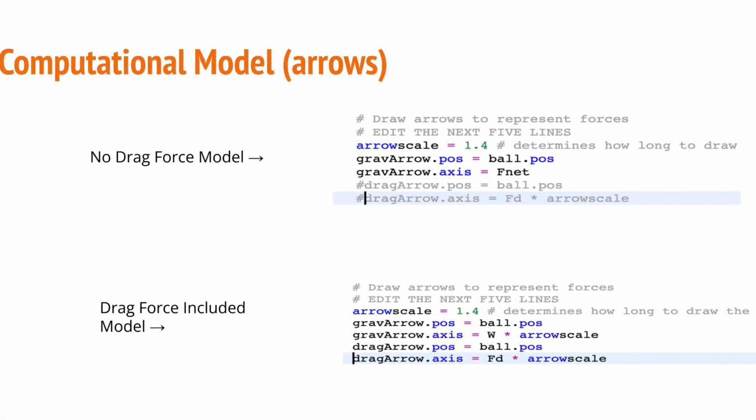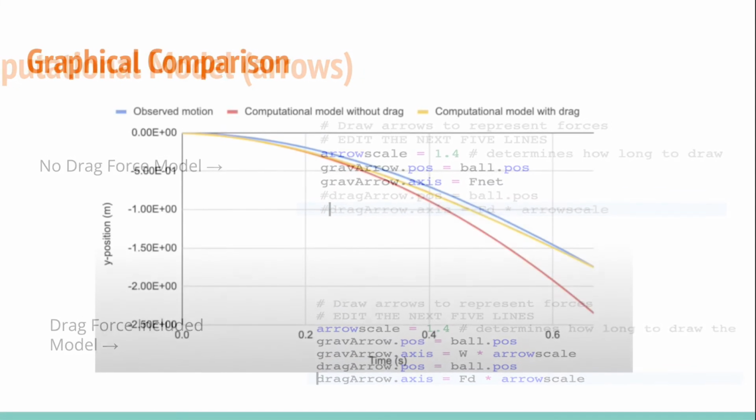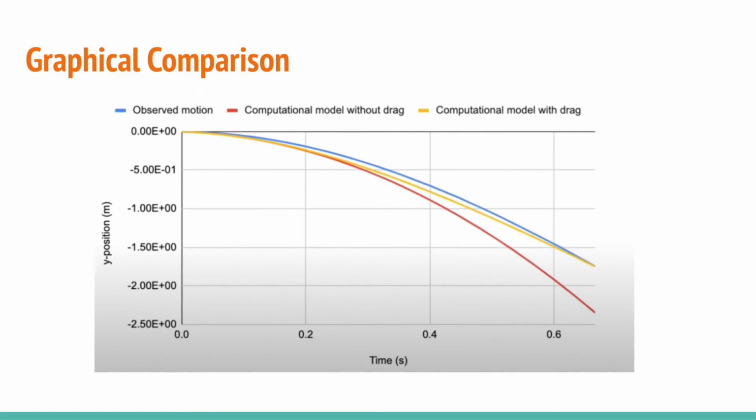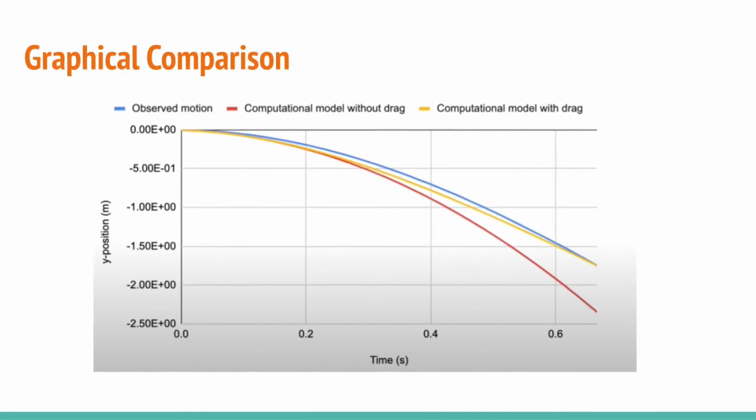Here are snippets of my code used to draw arrows that represent the force of gravity and the drag force on the ball. The graphical results of my experiment are shown on this slide as a position versus time graph, where position is measured in meters from the origin and time is measured in seconds. The data points in blue are for my experimental model, the data points in red are for the computational model without drag, and the data points in yellow are for the computational model with drag considered.